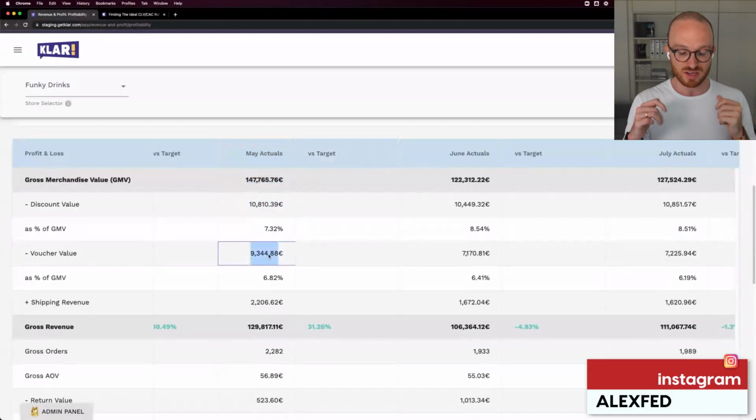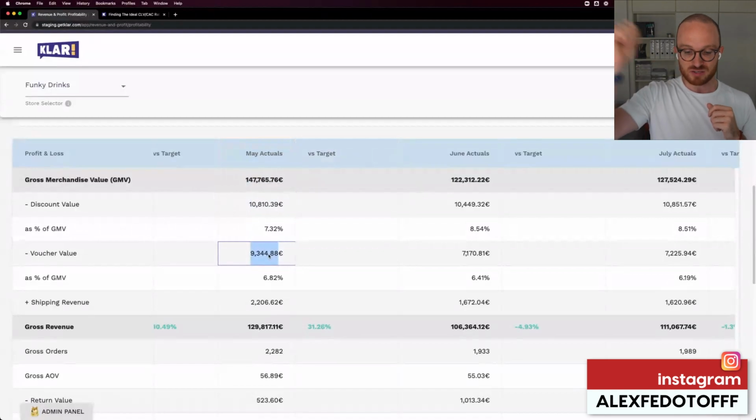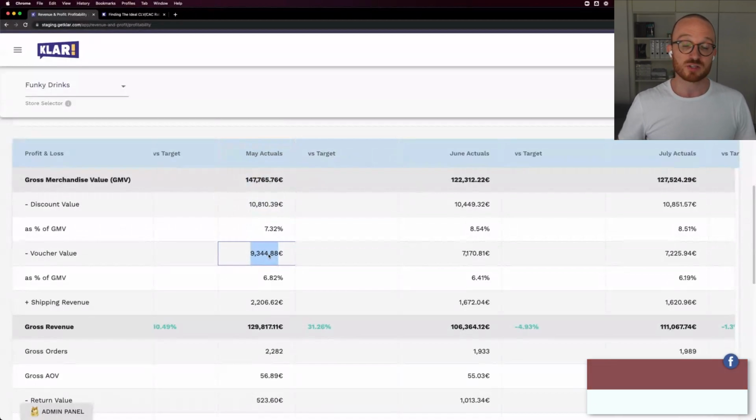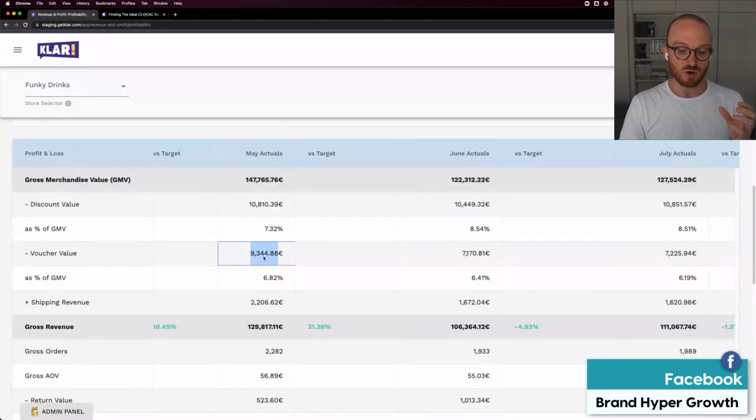So a discount is a sale price, a crossed out price. You usually do those more in a retail context to get rid of stock that is slow moving, so you're trying to clear out your warehouse. And then you have the vouchers, which are a coupon code you would apply at checkout, and those are more of a marketing initiative.